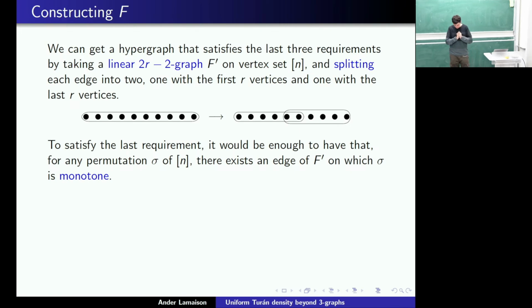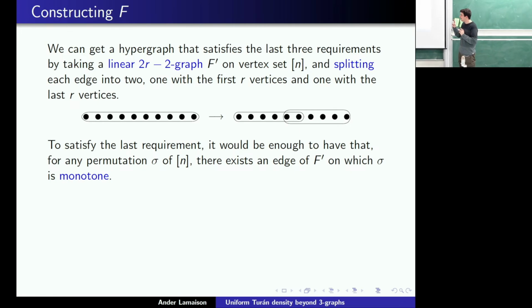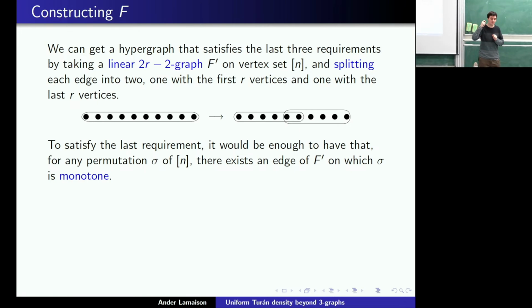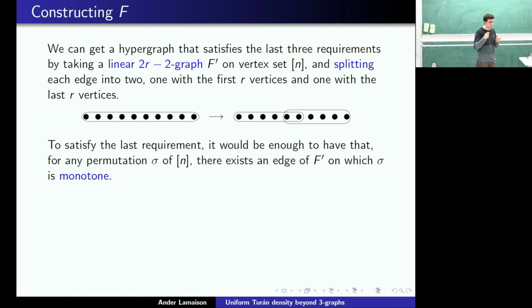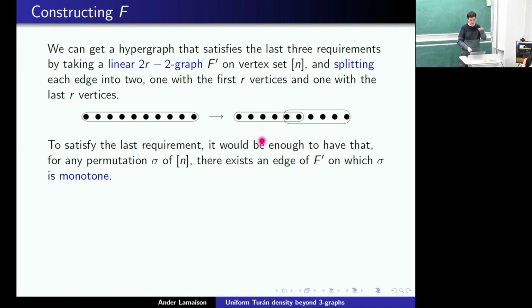Okay, what can we do about this? Well, it would be enough if for any permutation of the vertex set, there exists an edge on which this permutation is monotone. Because that way, either the order is increasing, in which case the picture on the right remains the same, or the order is decreasing, and then the picture on the right is exactly reversed, but because it's symmetric, it remains the same.